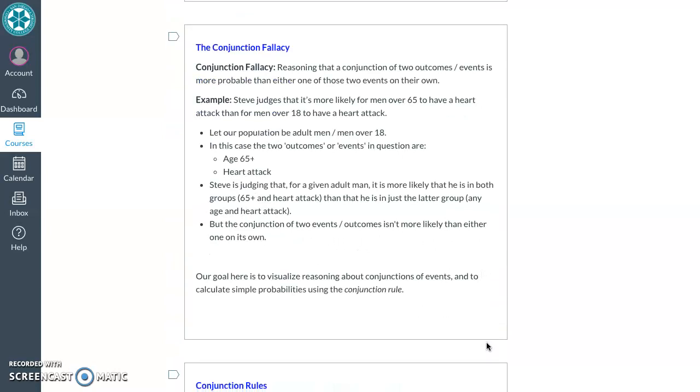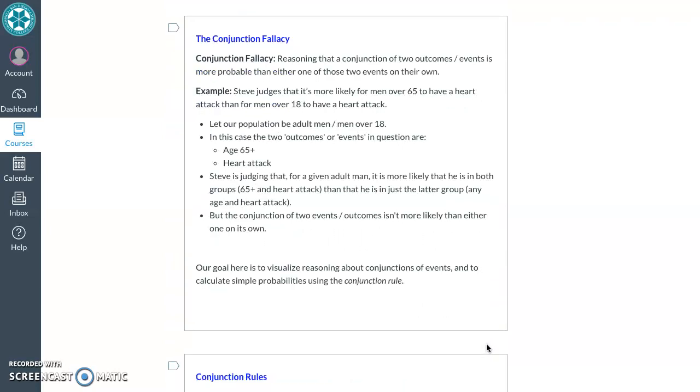So we'll start with the conjunction fallacy. Our first introduction to the conjunction fallacy was near the beginning of the course when we did biases and the representativeness heuristic. If you remember the Linda case, where she was described and sounded a lot like a feminist, many people reason that it is more likely she's both a banker and a feminist than just a banker.